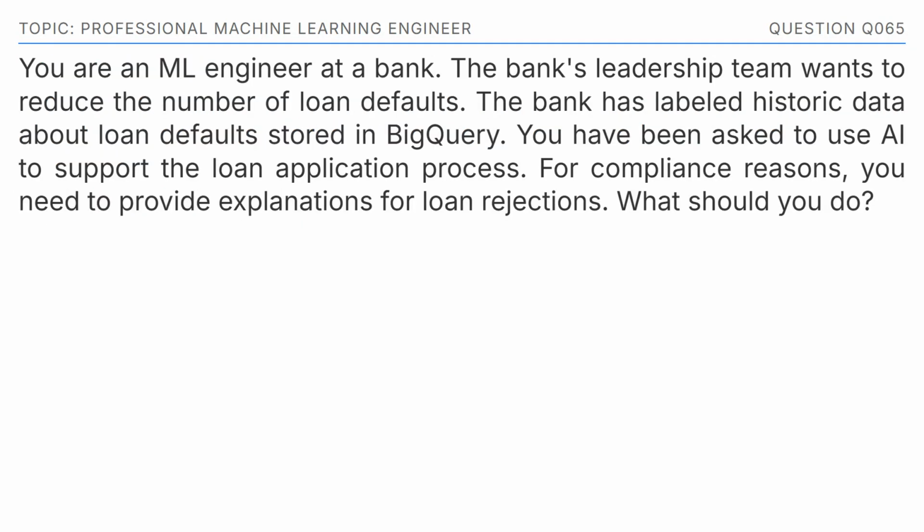You are an ML engineer at a bank. The bank's leadership team wants to reduce the number of loan defaults. The bank has labeled historic data about loan defaults stored in BigQuery. You have been asked to use AI to support the loan application process. For compliance reasons, you need to provide explanations for loan rejections. What should you do?